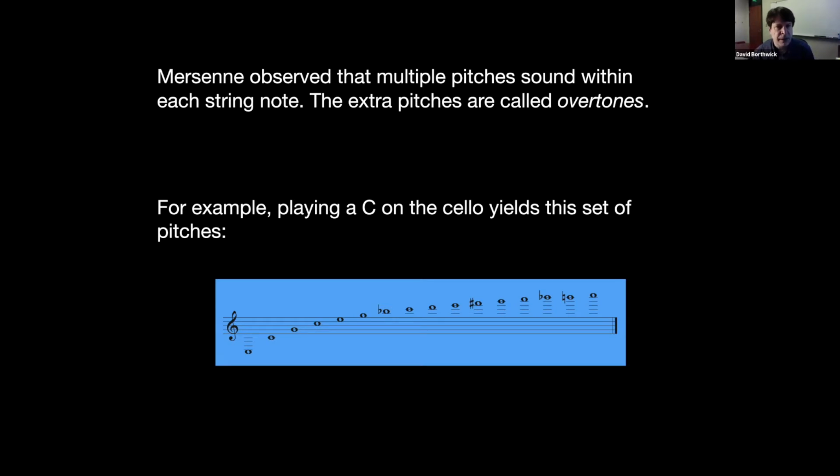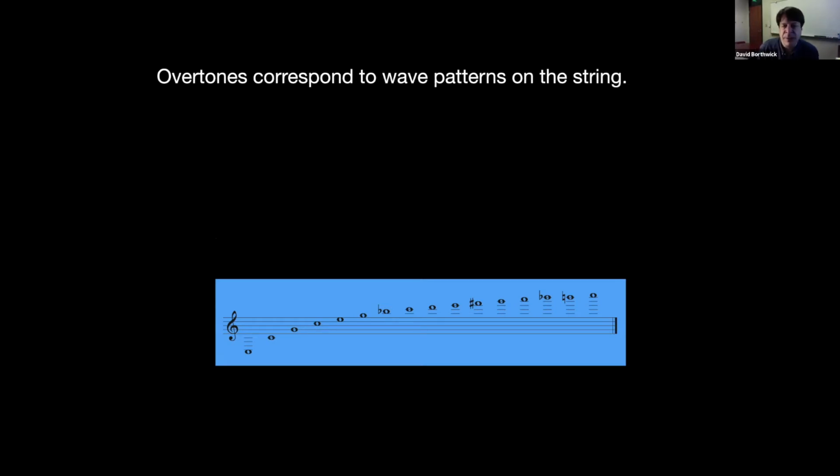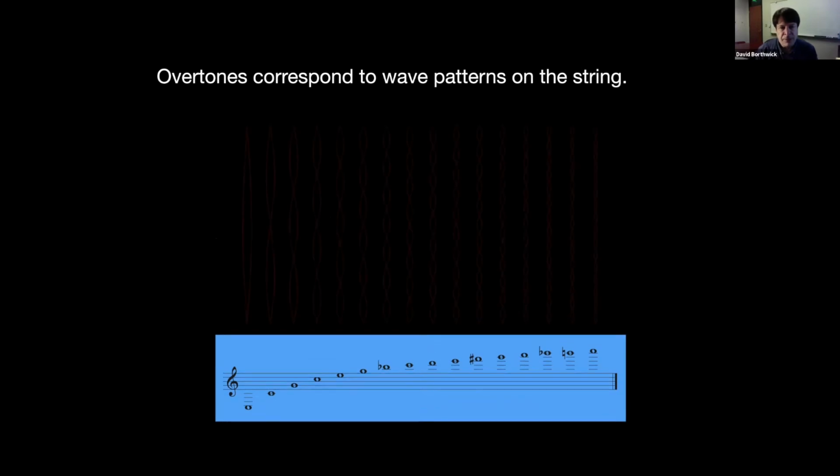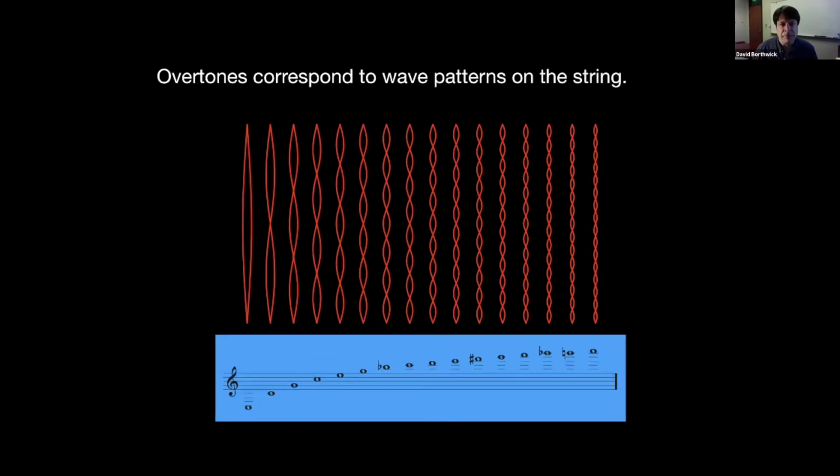But we can demonstrate what's going on if we think about what's happening on the string. So the overtones, the higher overtones that Mersenne is talking about, correspond to different wave patterns occurring on the string. And the wave patterns look like this. So the bottom note corresponds to a vibration basically of the string along its full length. For the second note, the first overtone, the string is effectively divided in half, and the two sides vibrate opposite each other. And for the next one, it's divided into three parts, and so on.